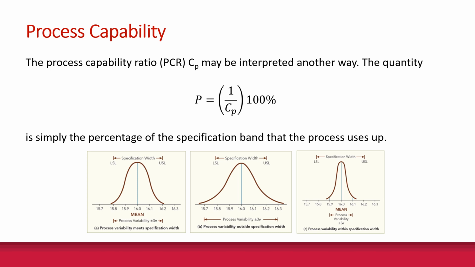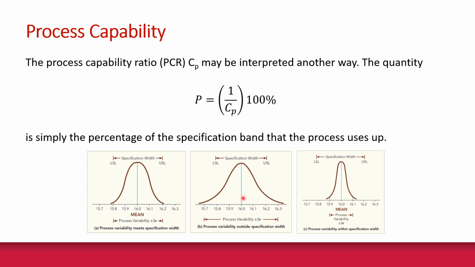The process capability ratio, C sub P, may be interpreted another way by finding a term P, which is equal to 1 over C sub P times 100%. So this is simply the percentage of the specification band that the process uses up. So in the first case we looked at, where C sub P was equal to 1, P would be equal to 100%, and the process would take up 100% of the specification band.